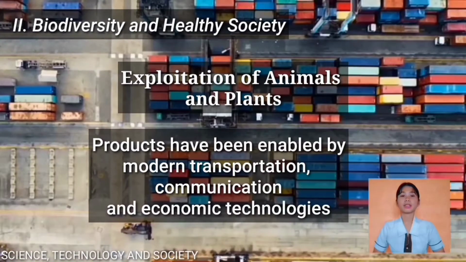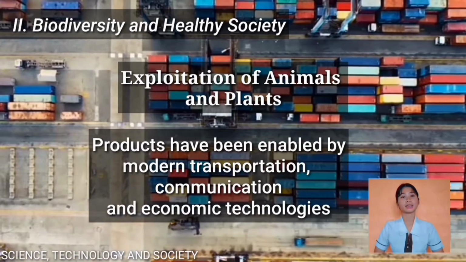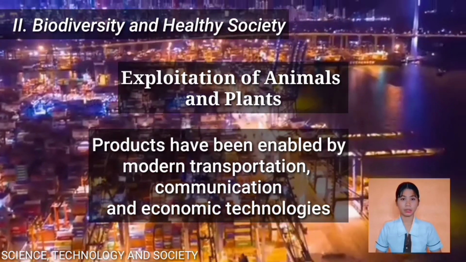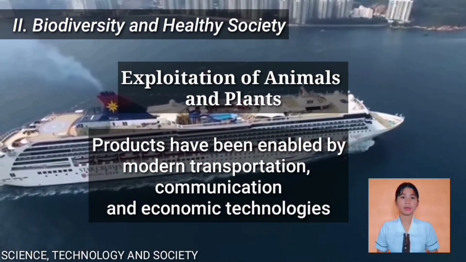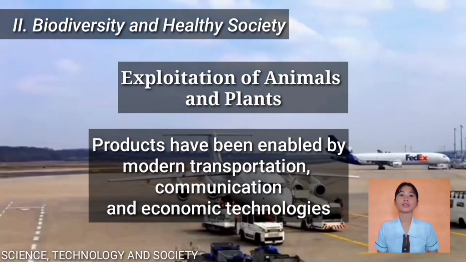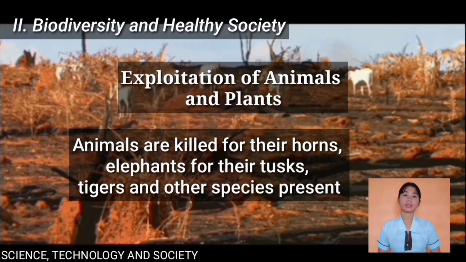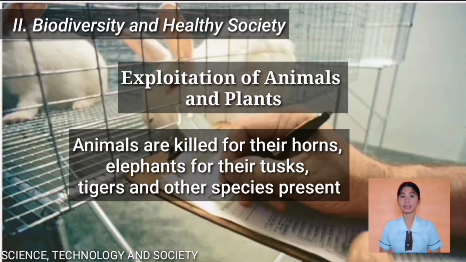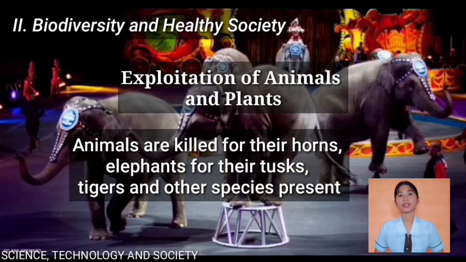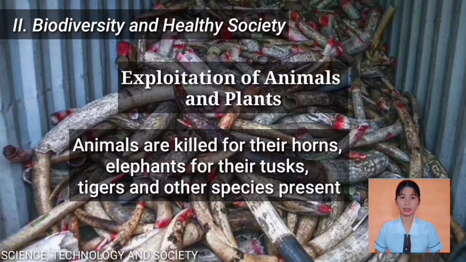The reasons for this exploitation of animals and plants are, for some, research, which means researchers use them to do a study or to experiment for some reasons. Some animals are killed for their horns, elephants for their tusks, and tigers are being tested by some companies for the effectivity of their products. This exploitation of animals and plants has disrupted the life of our ecosystem.